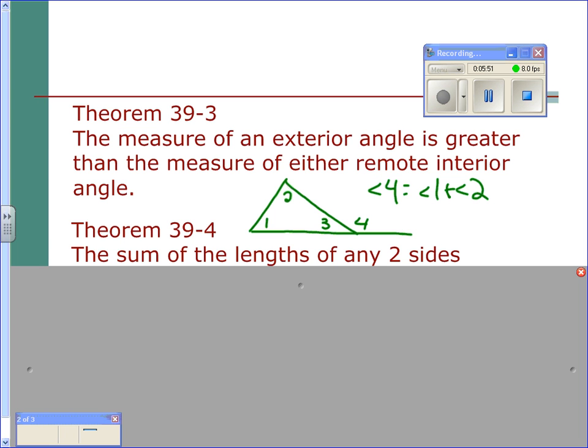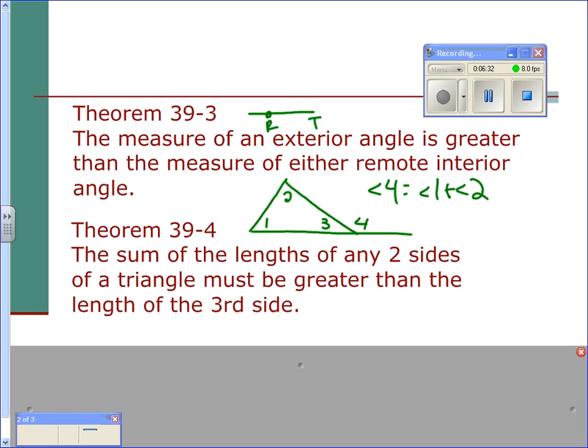Does the exterior angle have to be greater than either one of these by itself? These angles have to be at least 1 degree, right? They can't be 0, otherwise it would not be a triangle. So if you add these two, you're always going to get 4. Does that make sense? So does 1 have to be less than angle 4? Does 2 have to be less than angle 4? That's all that's here. They're not going to ask you for that.